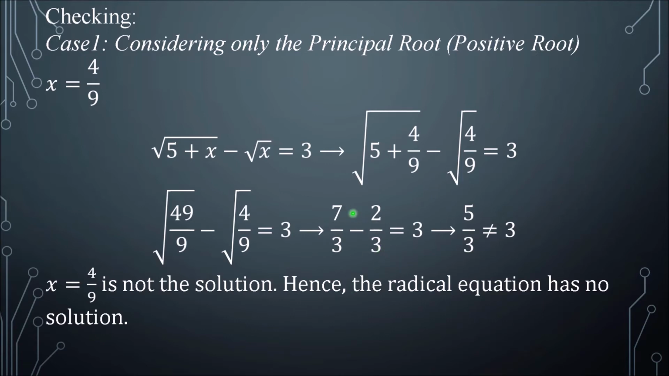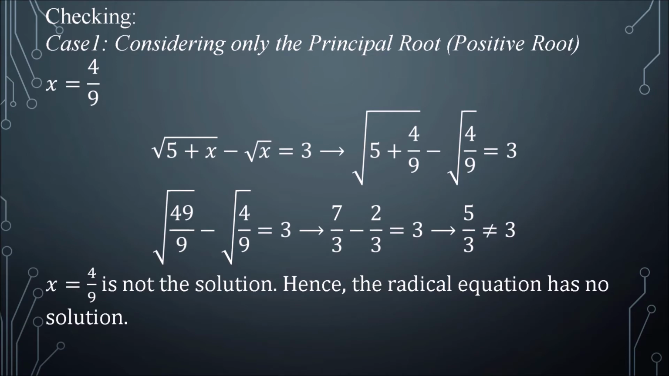So 7 minus 2, the denominator is the same, which is 3. So 7 minus 2 is 5 over 3, which is equal to 3. Now, of course, 5/3 is not equal to 3. Therefore, x is equal to 4 over 9 is not the solution. Hence, the radical equation has no solution, if we are only considering principal root.